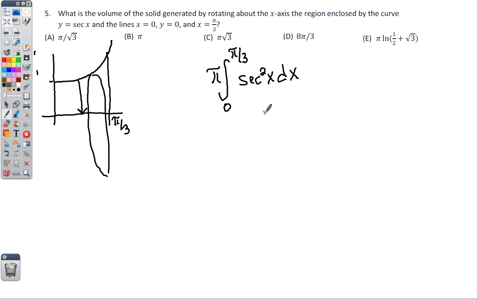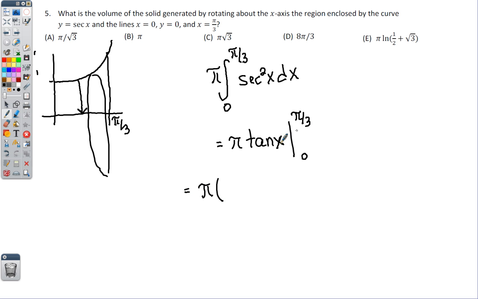Now we could plug this into our graphing calculators, but to me it seems easier actually not to plug this into my graphing calculator, and here's why. So I'm going to have a pi here. The integral of secant squared is just tangent, right? The derivative of tangent is secant squared, so the integral of secant squared is just tangent. And then I'm going from 0 to pi/3.